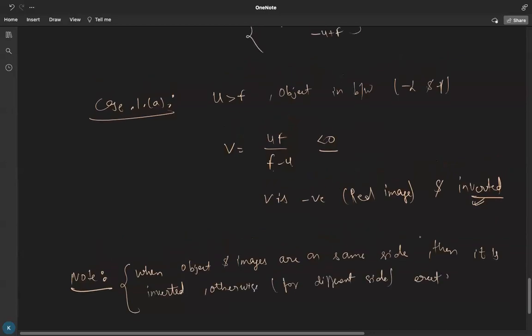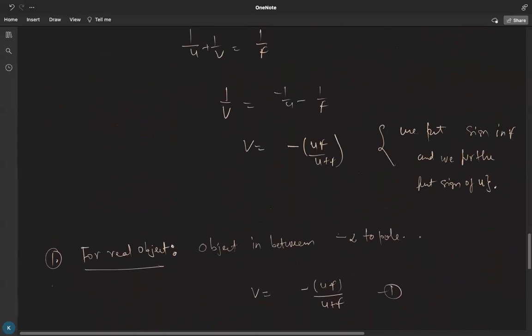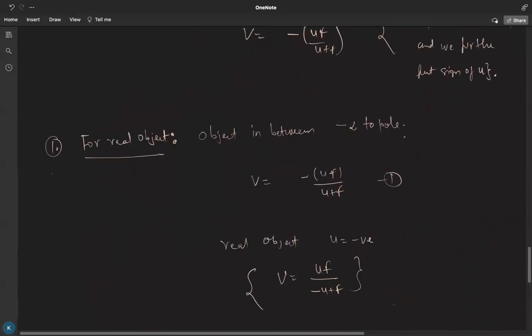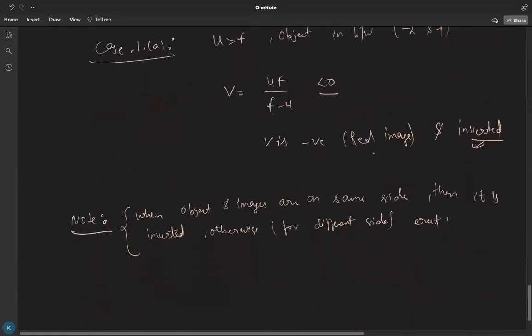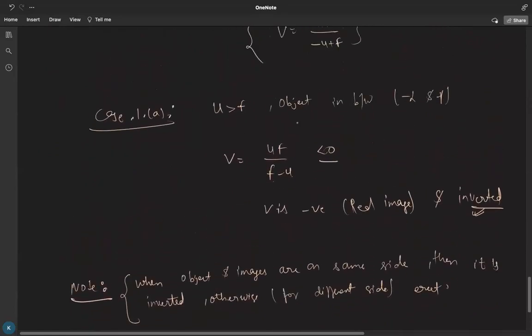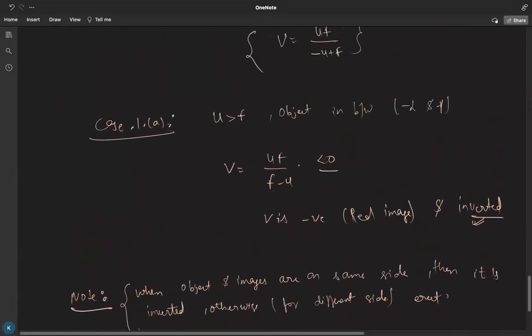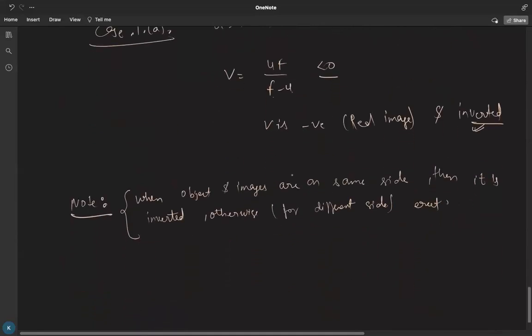And in this case, the object is actually a real object. So u is negative. That means it is lying in front of the mirror. And for the case when the object distance is greater than the focal length, we also get v negative. That means the image is also lying in front of the mirror. So both the object and the image are lying on the same side of the mirror, in front of the mirror, right? So the image will be inverted.